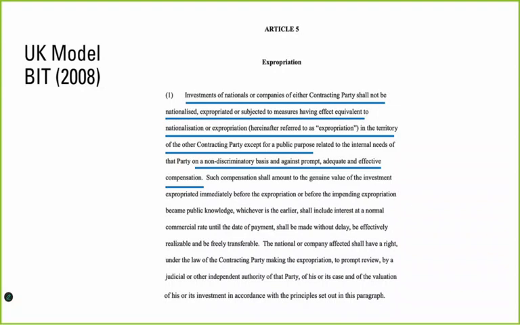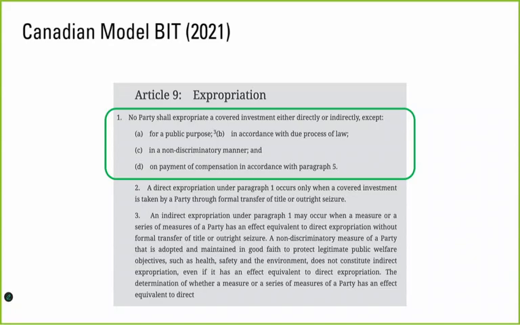Perfect. So you have the public purpose, you have non-discrimination, and prompt, adequate, and effective compensation. Let's look at the Canadian model BIT. Well, this even has little numbers. What is different here? Due process of law. In accordance with due process of law. So there are different formulations.